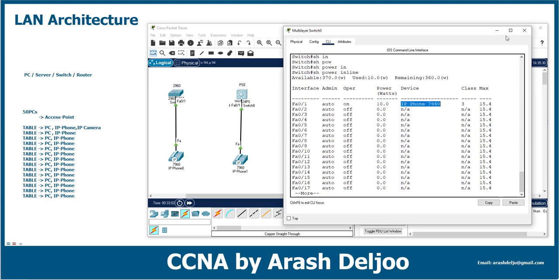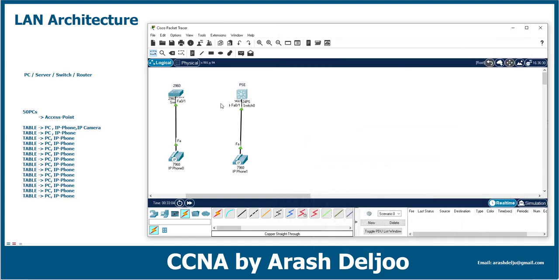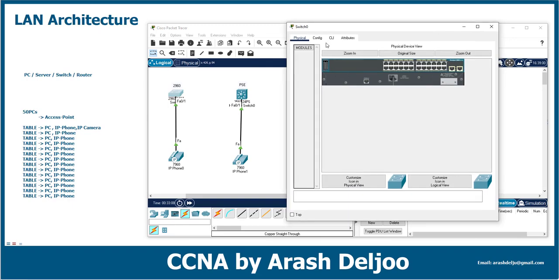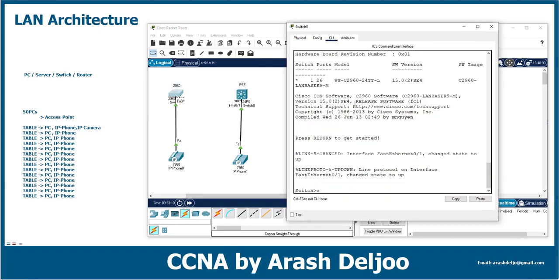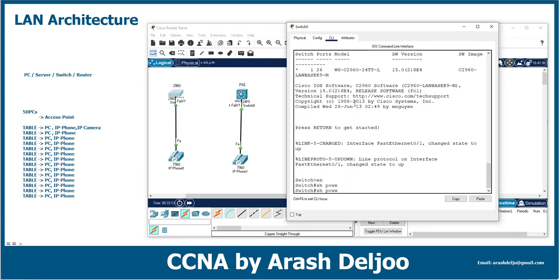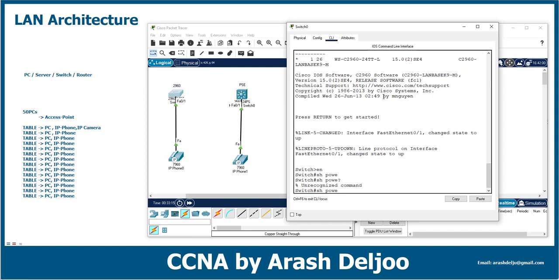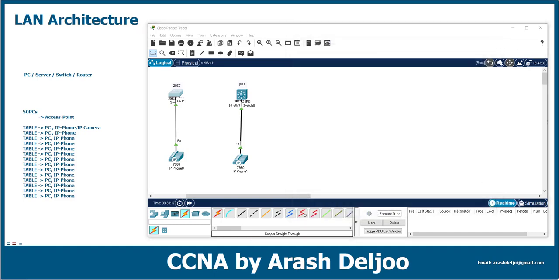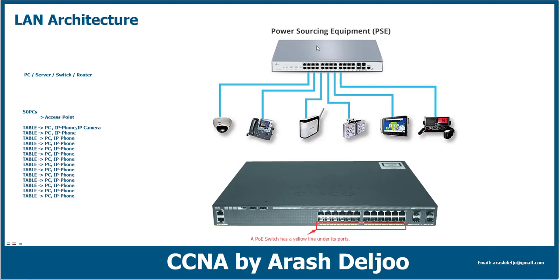And this means that this switch is the PSE switch with the capability of PoE, but the 2960 in Packet Tracer doesn't support it. Because of that, we don't have the command show power inline. Why? Because this is not a PSE. And also in this picture, you can see the power sourcing equipment PSE connected to the IP camera, to the IP phone, and also some other devices.